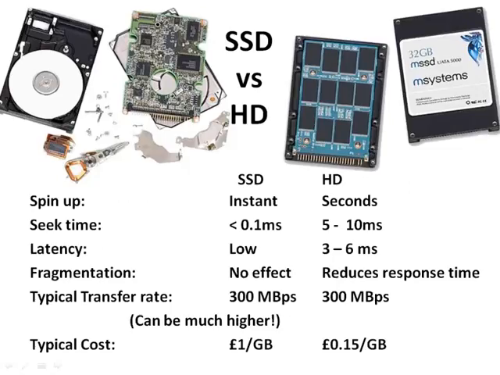So some comparison of SSD versus HD. SSD will spin up instantly, there's no spin up time, there's nothing to spin. Seek time will be incredibly low because it actually knows where the data is. Latency, effectively low. Fragmentation, well, data will be fragmented in SSD, but it won't have any effect. Typical transfer rates for SSD and HD, though, are often quite similar in range, but by having no effect of the fragmentation, by reducing all the different latencies, SSDs can operate much, much faster.